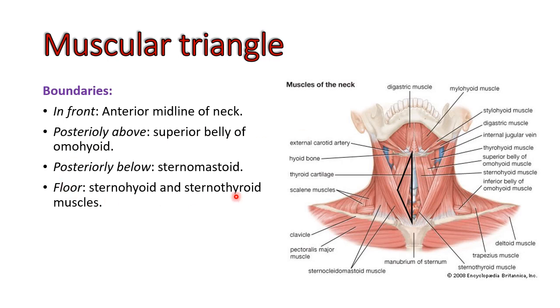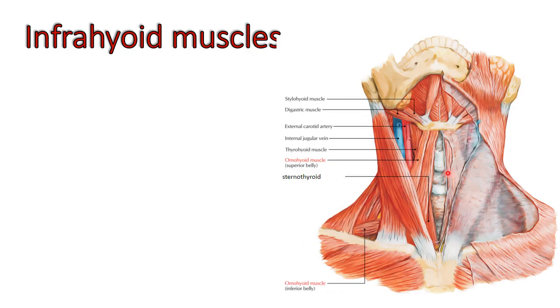Now coming back to the muscular triangle. What are the contents? No vital, very important structures are present in this muscular triangle. It is mainly made up of only these muscles, the infrahyoid muscles. They are called the strap muscles or ribbon muscles, because you are able to see they are strap like or ribbon like muscles.